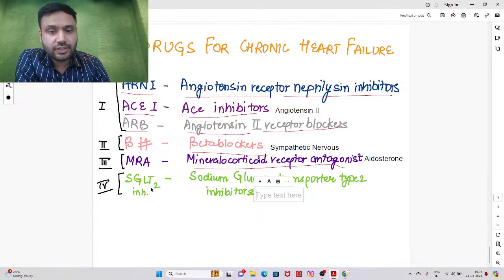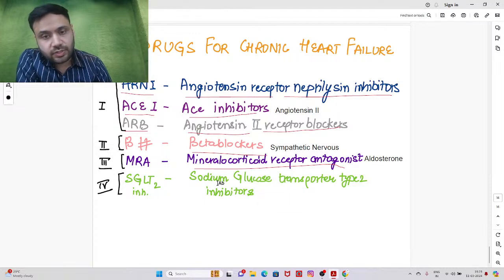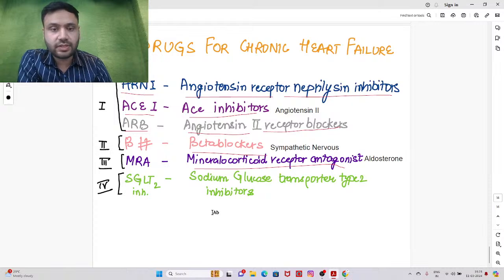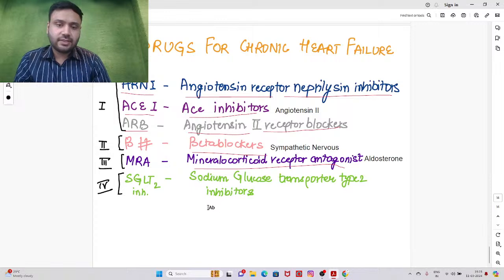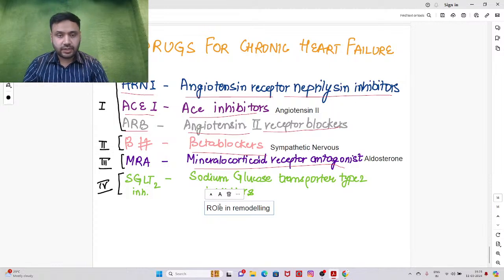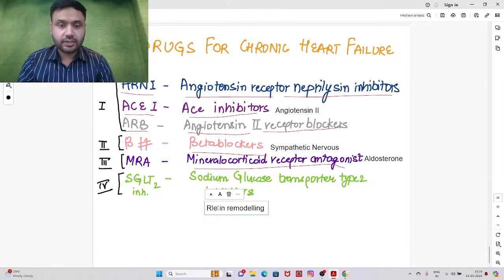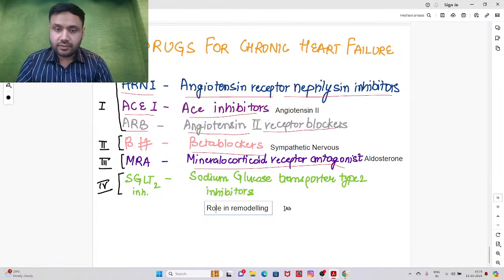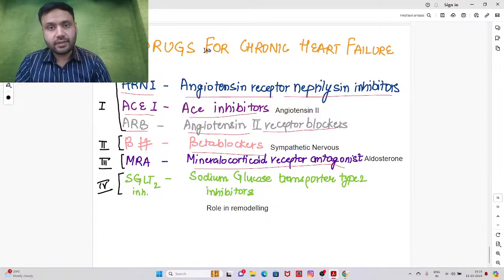And the last category of drug is SGLT2 inhibitors. These are sodium glucose transporter type 2 inhibitors. We did not study much about this category in the slide. However, they do have a role in remodeling. That is why they are included in these 4 categories of drugs for chronic heart failure.